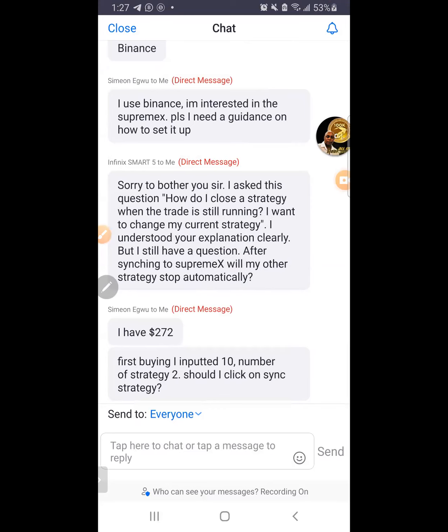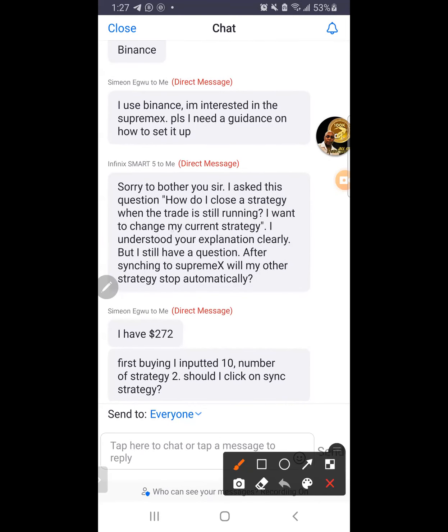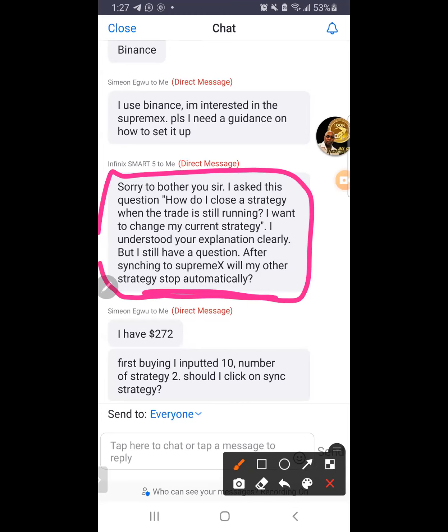Once you sync the Supreme X, your other strategy will stop automatically, but it won't close the trade. It won't close the trade.